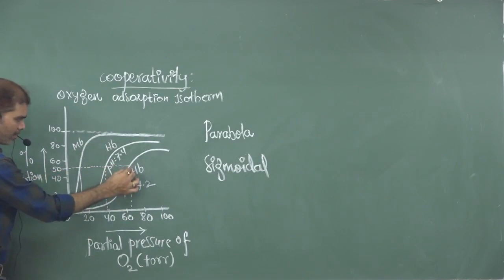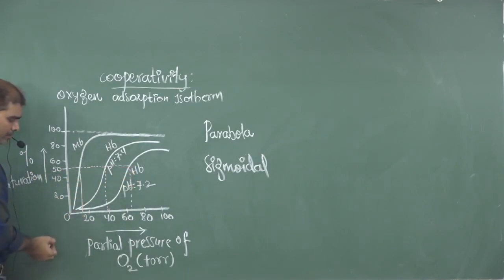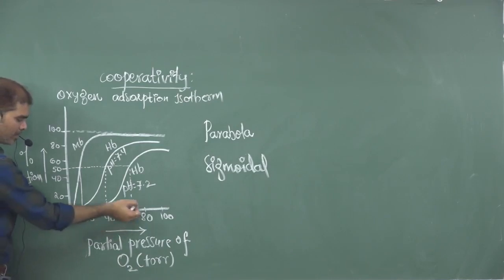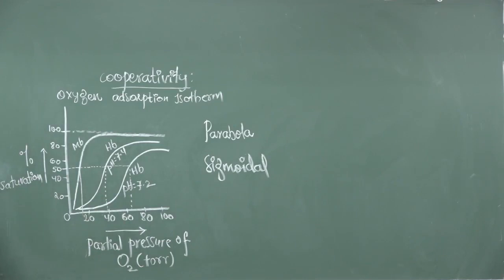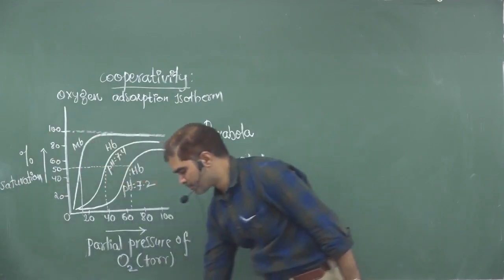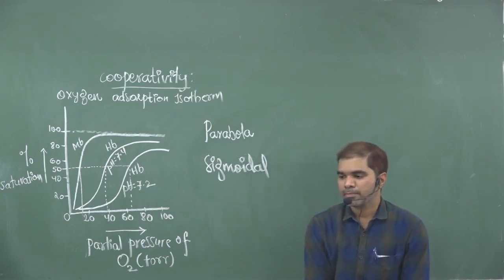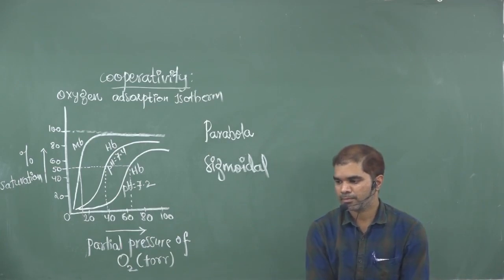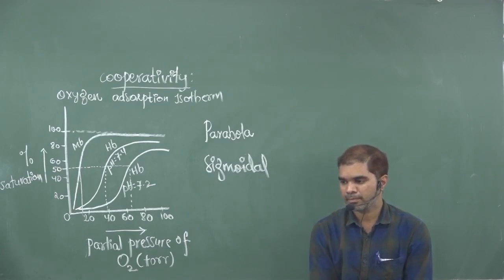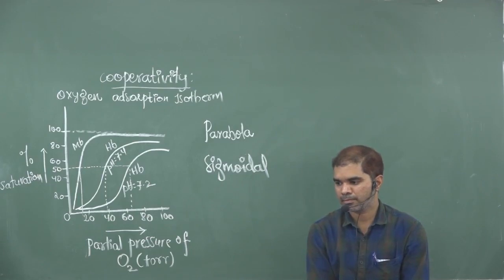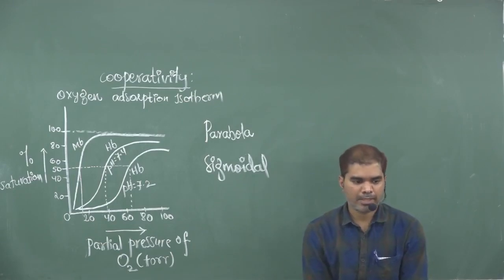First you just draw a line, then touch it to the partial pressure of oxygen at different positions. What is the meaning of it? I'll explain. If you can understand this, from one adsorption isotherm, altogether four characters you can understand. Just from one, four characters will come. Right, so let us understand this concept.